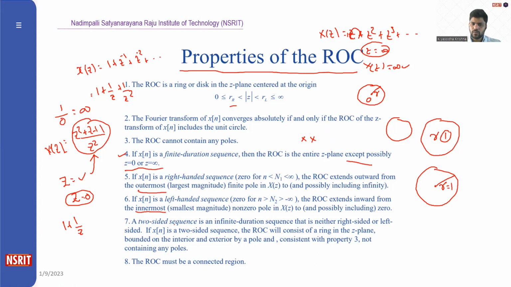Seventh one, a two-sided sequence is an infinite duration sequence that is neither right-sided nor left-sided. If x of n is a two-sided sequence, the ROC will be a ring in the entire z-plane, and the ROC must be connected.